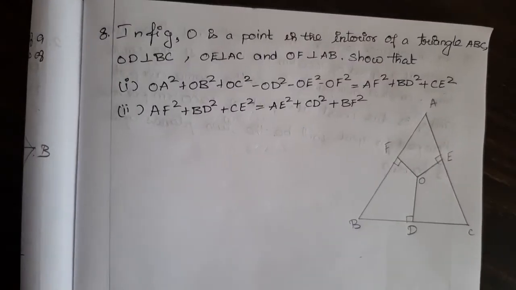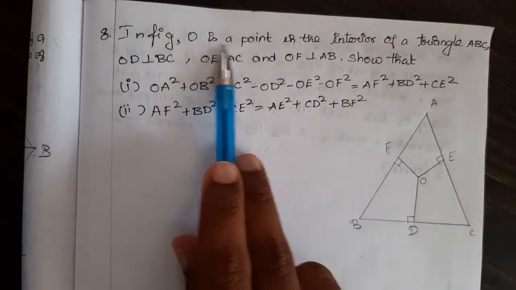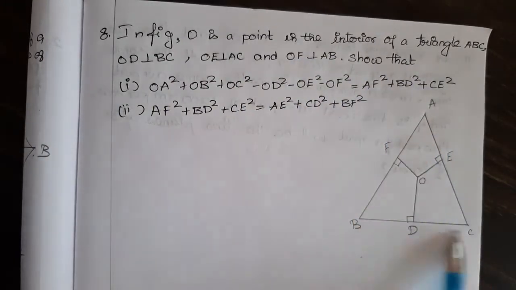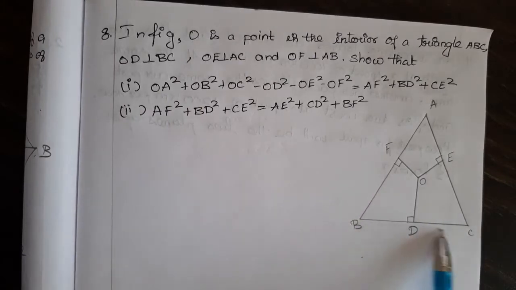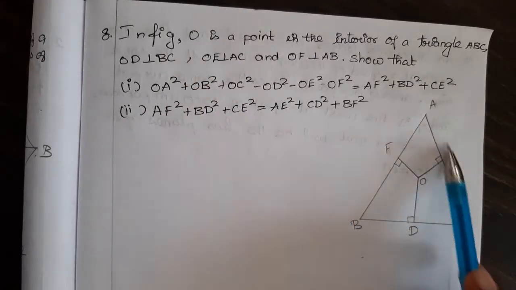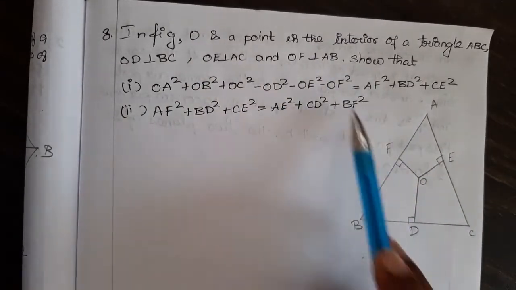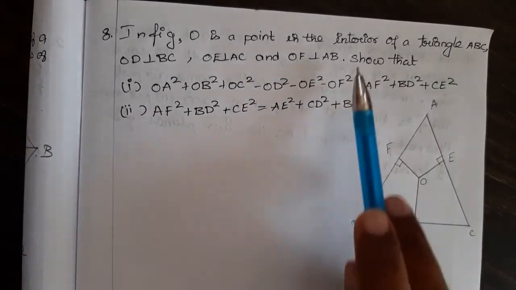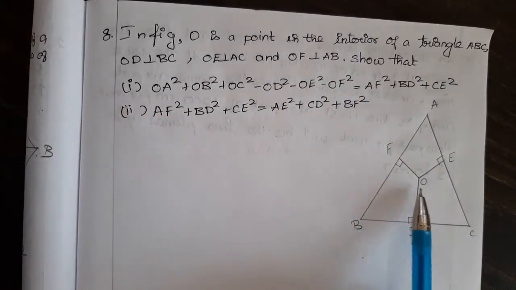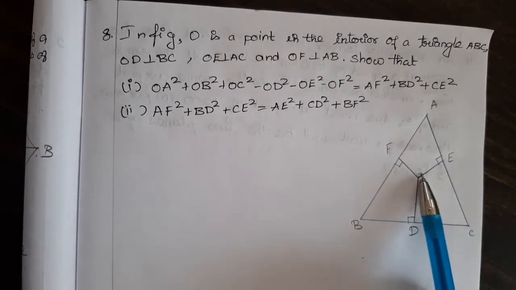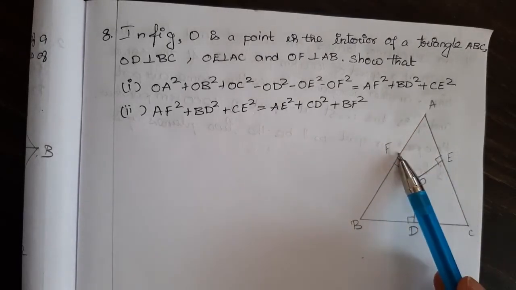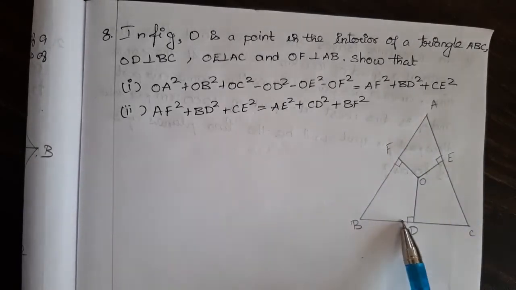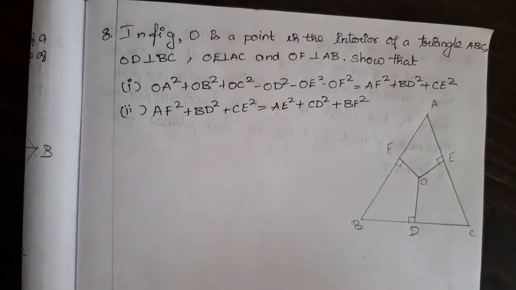So here we go for the next problem. In the figure, O is a point in the interior of the triangle ABC. O is the interior point, and OD is perpendicular to BC, OE is perpendicular to AC and OF is perpendicular to AB. Show that OA square plus OB square plus OC square minus OD square minus OE square minus OF square is equal to AF square plus BD square plus CE square. Let me prove the first one.